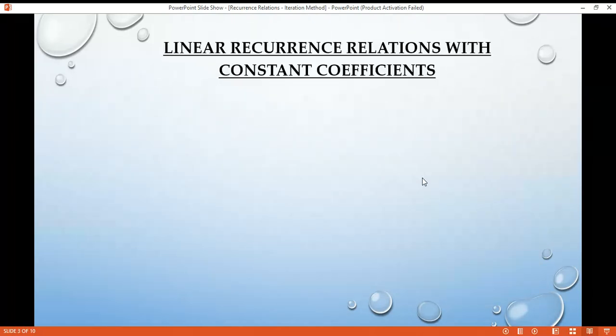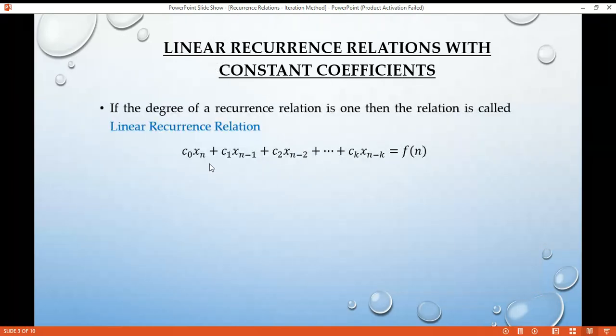Now first of all, linear recurrence relations with constant coefficients. What were linear recurrence relations? You know that if the degree of the recurrence relation is 1, we say that it is a linear recurrence relation. Suppose we have the linear recurrence relation c0xn plus c1xn minus 1 plus c2xn minus 2 up to ckxn minus k is equal to fn. Here xn, xn minus 1, xn minus 2, xn minus k are the recurrence terms, and c0, c1, c2, ck are the constant coefficients of the recurrence terms.